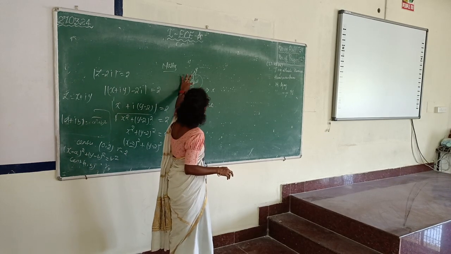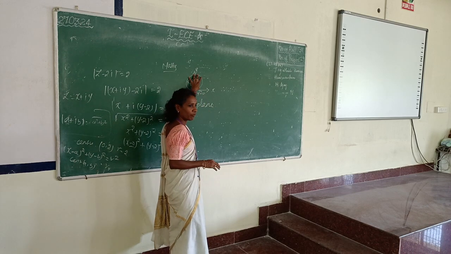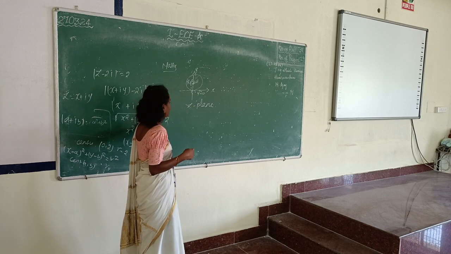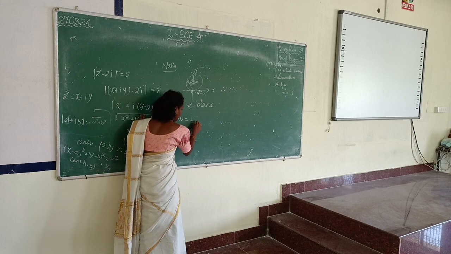The circle is here. Next, we transfer to the w plane. What is the given condition?